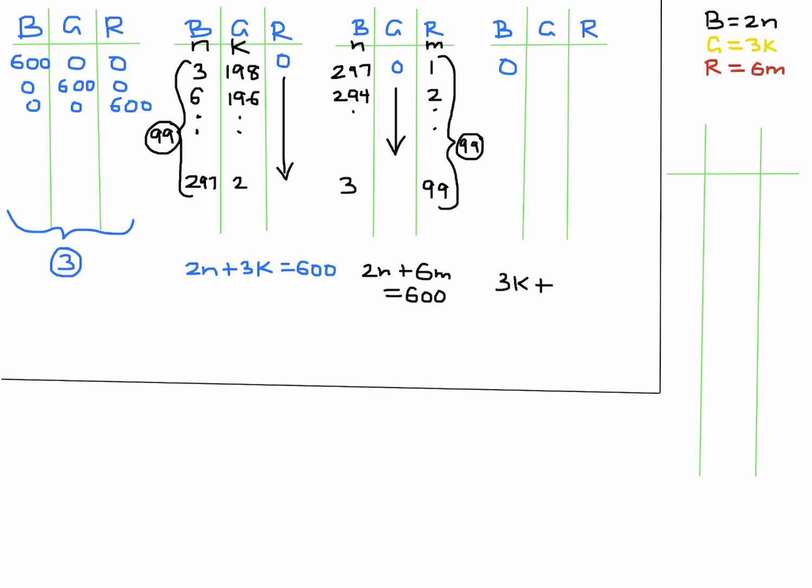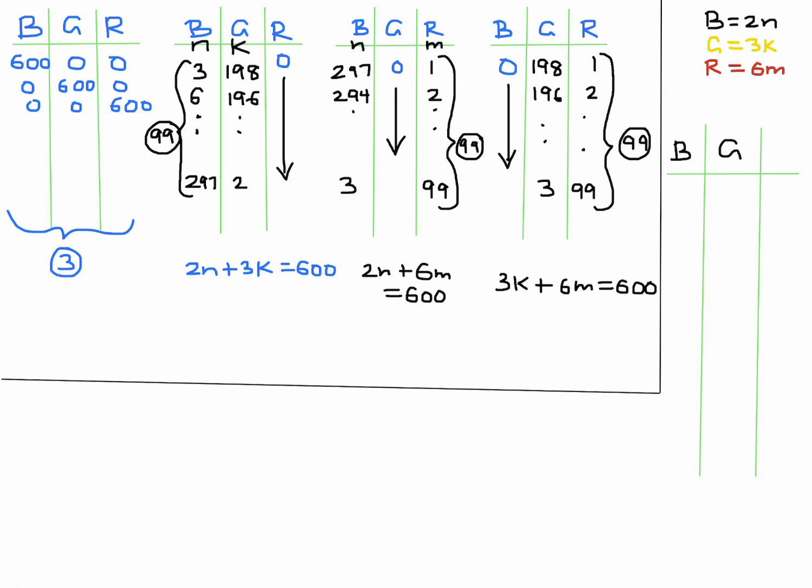All right, so now you're getting the hang of it. 3k plus 6m this time is equal to 600. Same thing, trying to get integer solutions. When you put in 1, you get 198 here. When you get 2, you get 196 here. And then you just keep going like that. The end of the road in this table is 3 and 99. Very easy to count. How many? 99. So there we go, those ones are done. Now we get to a scenario where we have some of all 3 colors. There are no zeros anymore, so I've got to figure out B, G, and R.